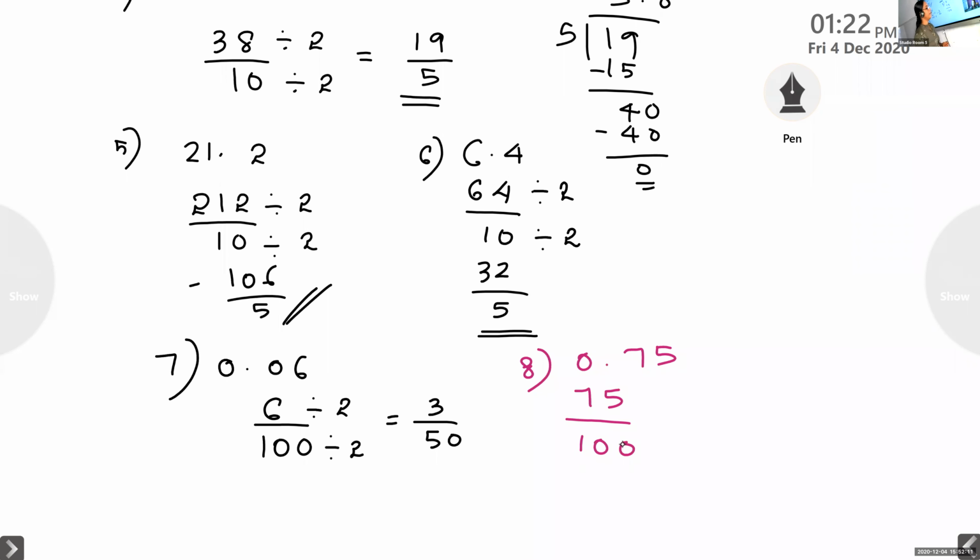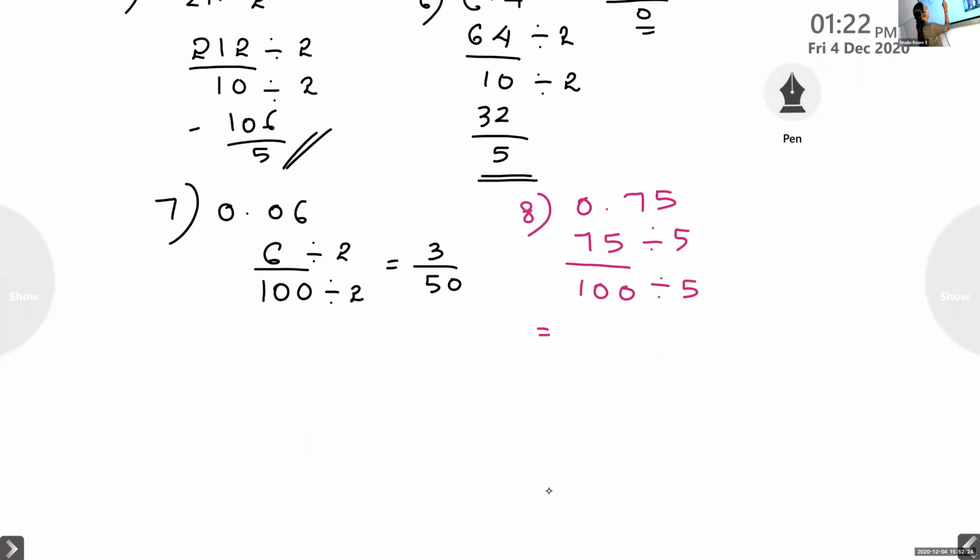Can we divide by 25? One step. 25 is the common number now. Yes, ma'am. Okay, no problem. We'll divide with 5. So you will get 15 by 20.